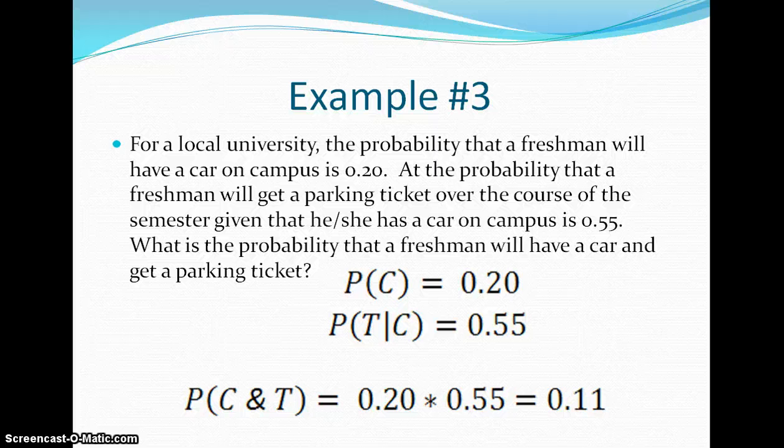We just multiply those 2 numbers together. So the probability that a student will have a car and get a parking ticket in a semester is 0.11. We're not worried about the students that don't have a car. We're not worried about the students who have a car and don't get a ticket. These are just those students, 11 out of 100, who would have a car and get a ticket over the course of the semester.